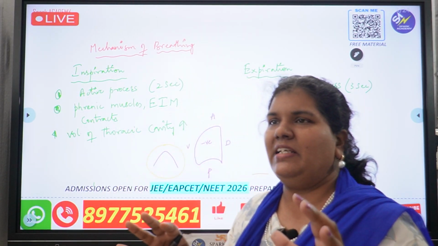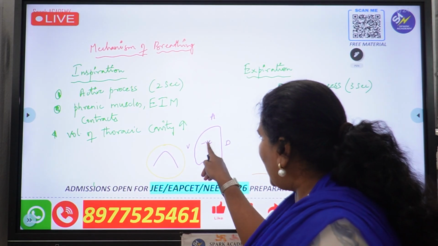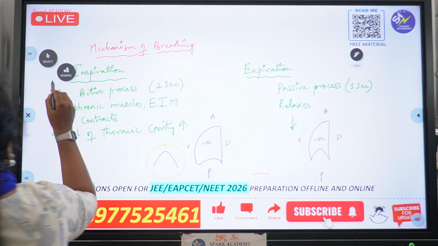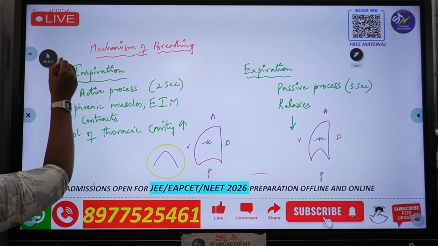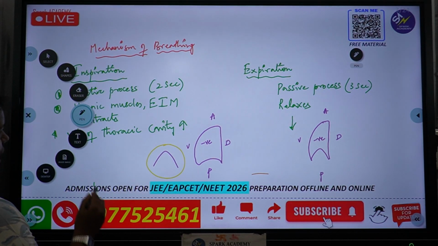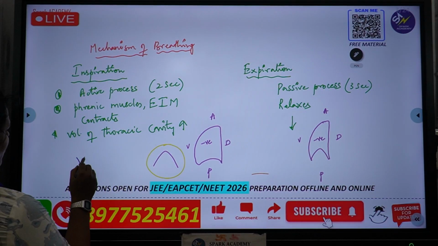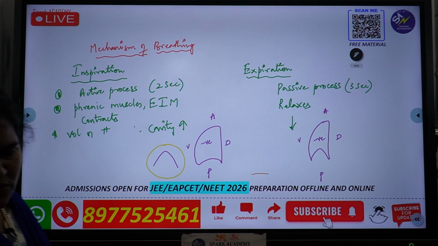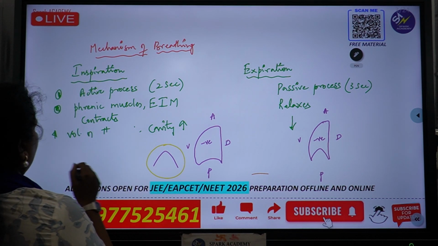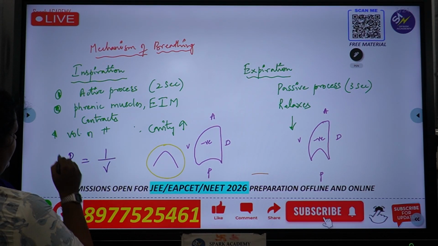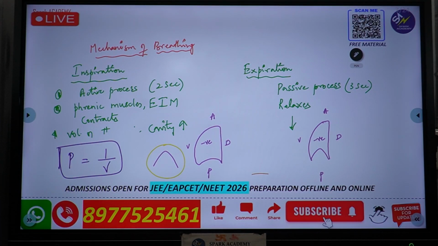ఈ లంగ్ వాల్యూమ్ ఇంక్రీజ్ అయినప్పుడు what happens is the pressure inside the lungs will decrease. Now ikkada you should all remember Boyle's law. I guess you might have learned Boyle's law in physics. According to Boyle's law, what does it say? Pressure is inversely proportional to volume. This is what Boyle's law says.